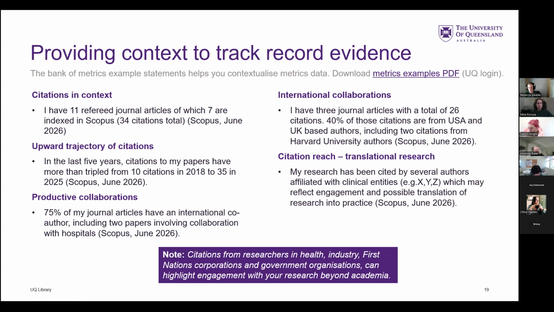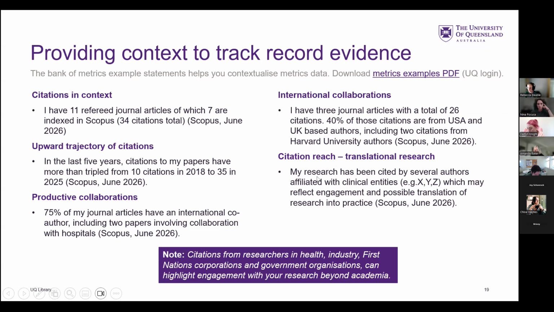So in the last 5 years, citations to my papers have more than tripled from 10 citations in 2018 to 35 in 2025. Again, citing the source and the date. Collaborations, as an example statement there. International collaborations, so highlighting if you've received citations from particular institutions that might be noteworthy to highlight within your field.